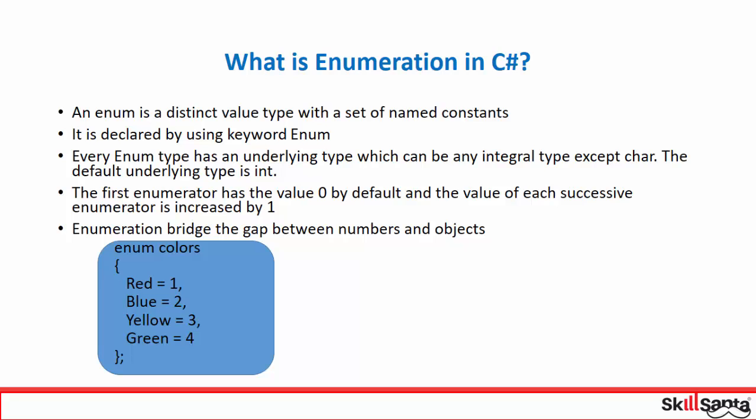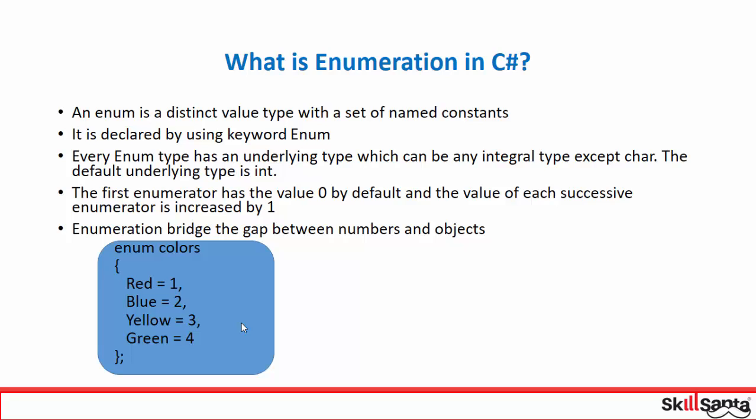What is an enumeration in C#? An enumeration is a distinct type with a set of named constants. So we can say an enumeration is a set of named constants. In this example you can see red, blue, green, yellow. These are the named constants. So these are the set of named constants which we define within this enumeration.